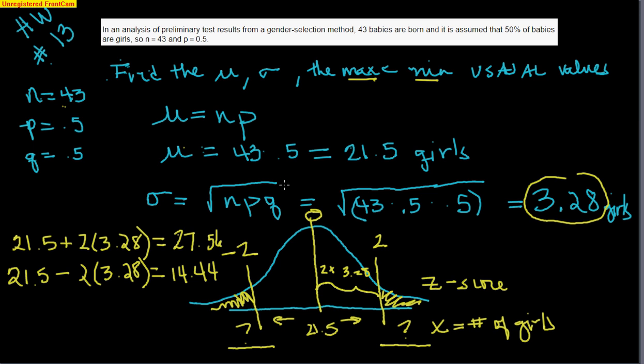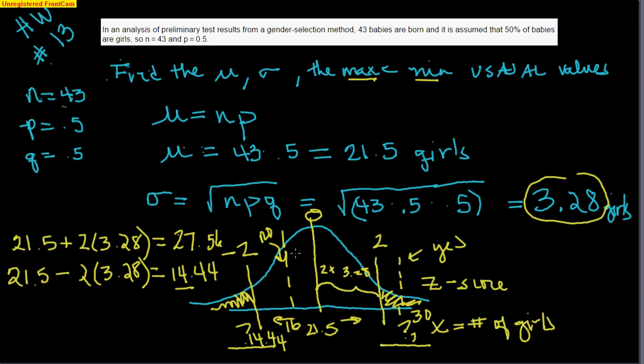So in other words, if the question was, would it be unusual to have 30 girls out of a set of 43? The answer would be yes. It would be unusual here. Would it be unusual to have, say, 16 girls out of a set of 43? 16 girls. Nope, that's still inside the 14.44. Our line is here, 14.44. So no, that would not be unusual.